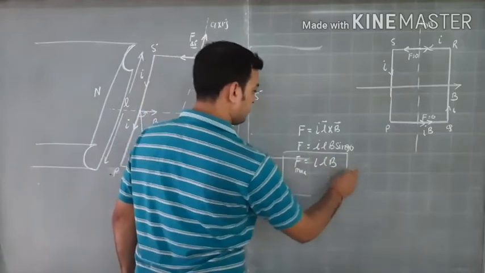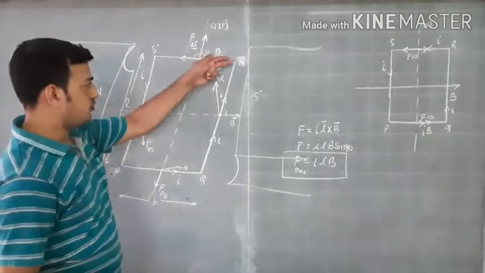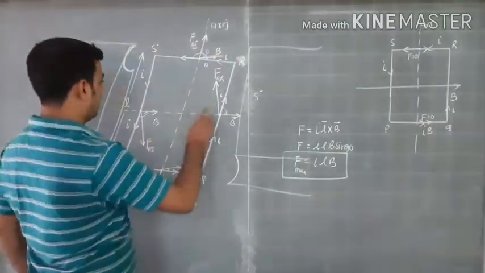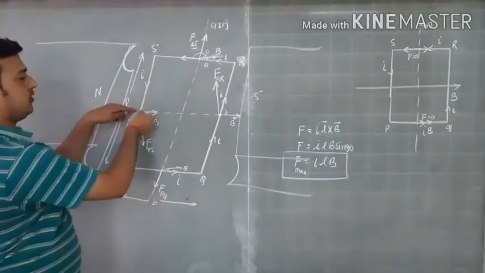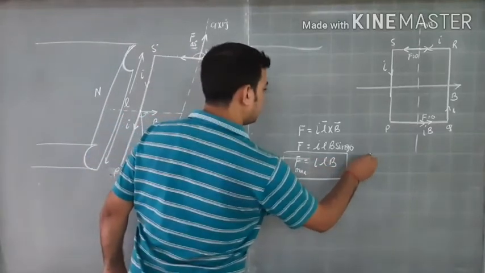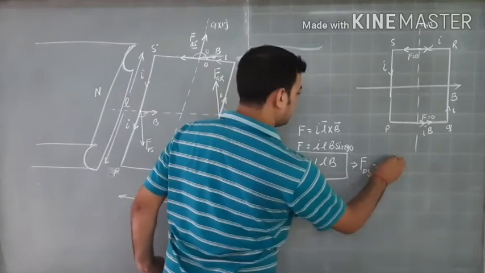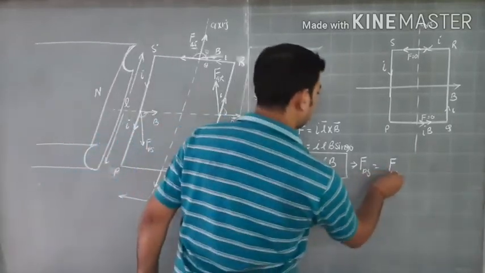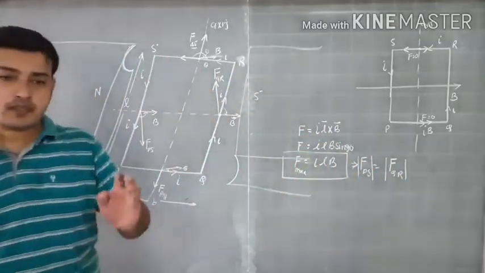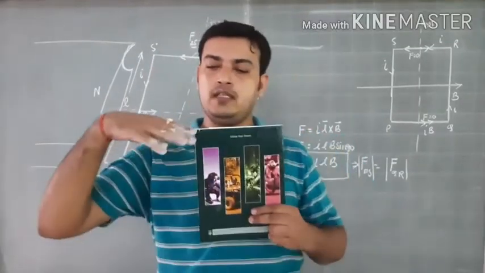The same force will act on PS and the same force will act on RQ in magnitude, but the directions are different. As you know, this force is out of the board and this force is into the board. So this is the force on PS and this is the force on QR, but the magnitudes of the forces are equal.